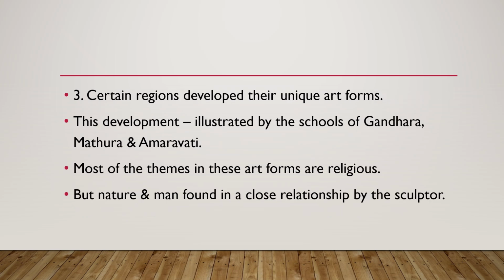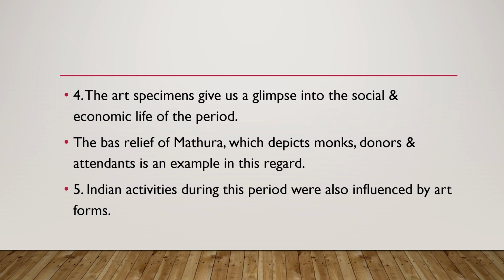Certain regions developed their own unique art forms, which is illustrated by the schools of Gandhara, Mathura, and Amravati. And though most of the themes in these art forms are religious, we do find nature and man being in a close relationship by the sculptor. The art specimens certainly give us a glimpse into the social and economic life of the period. The bas relief of Mathura, which depicts monks, donors, and attendants, is an example in this regard.